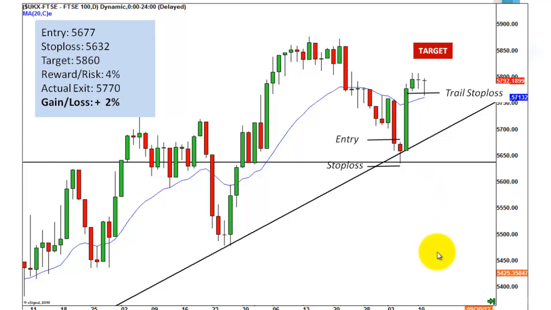We made 2% overall. Even though our reward to risk was 4 to 1, we managed to lock in 2% for our trade management, risking only 1%.